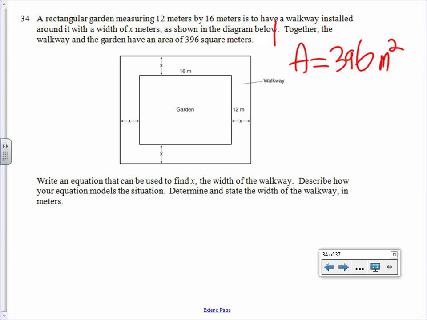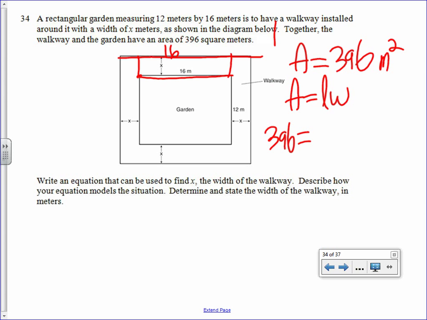Write an equation that can be used to find x, the width of the walkway. We're talking about the area of a rectangle. Area of a rectangle is length times width. So, I know the area is 396. The length is this whole thing. Well, if from here to here is 16, this piece right here, so this is 16. If this here is x, then this is x. If this here is x, then this is x. So to find that whole side, I would add them, and I would get 2x plus 16.